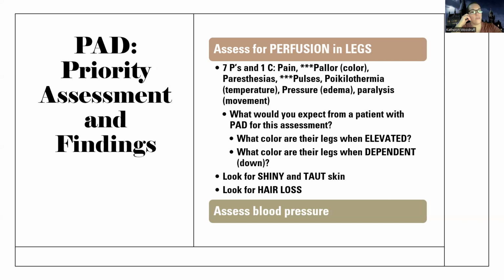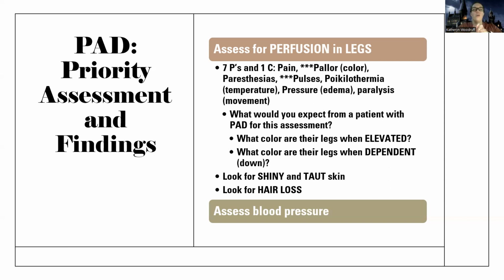And then with paresthesias, we've already talked about this, that they can have numbness and tingling, and usually paresthesias are considered an early sign of neurovascular impairment. So again, usually this is going to be one of the first symptoms that they have.